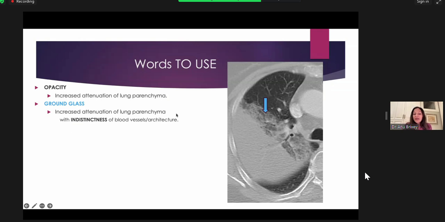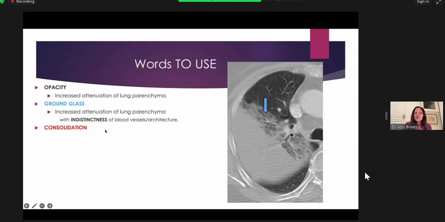And what ground glass specifically refers to is that you have increased attenuation, right? So this is normal attenuation. And then here we have increased attenuation with indistinctness of the blood vessels or architecture. So I can still see some of these blood vessels going through. I can still see some of the airways, but they're just very indistinct. So I would call this a ground glass opacity.